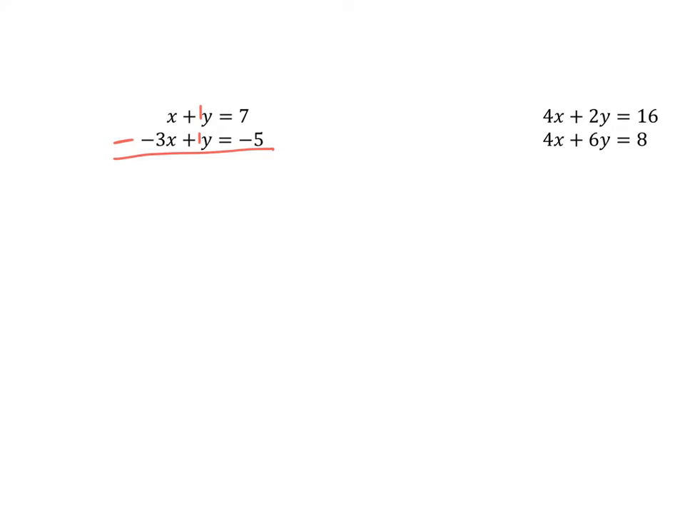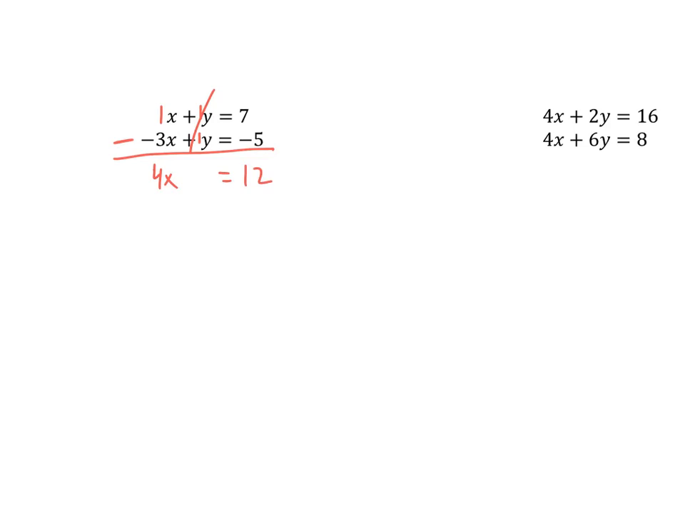Now we have to be careful here and make sure we subtract every single number. So we'll have a 1x minus a negative 3x. That's really like adding 3x, right? So we have 1 minus negative 3, which is plus 3. So we actually end up with 4x. Now our y's cancel out, so I'm just going to cross those out, and we don't need to write them down again. And that's going to be equal to 7 minus negative 5. That's really 7 plus 5, which gives us 12.